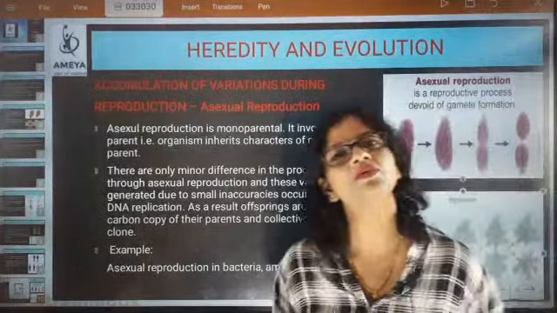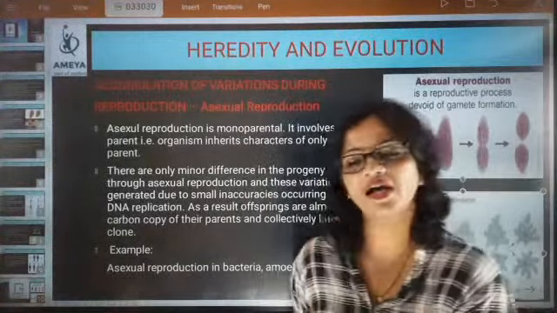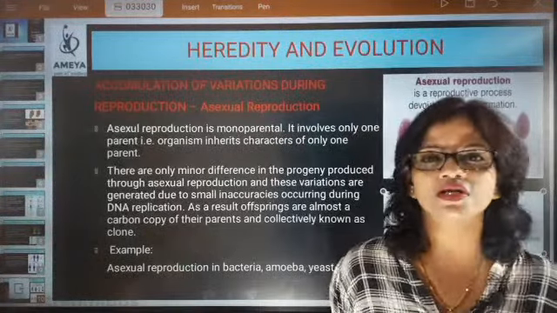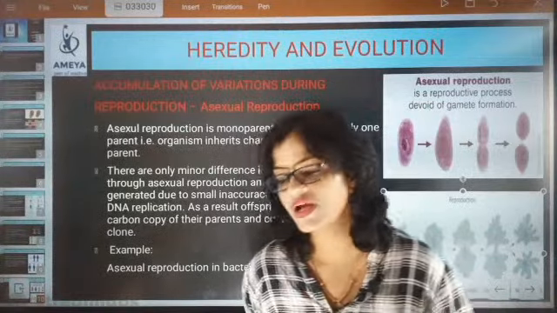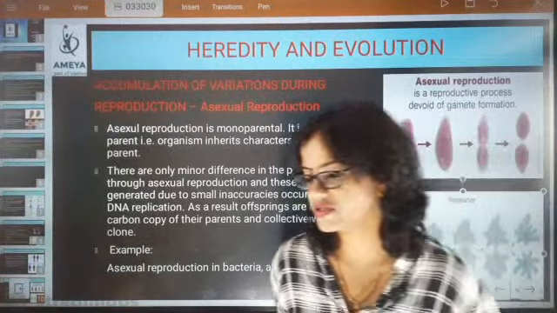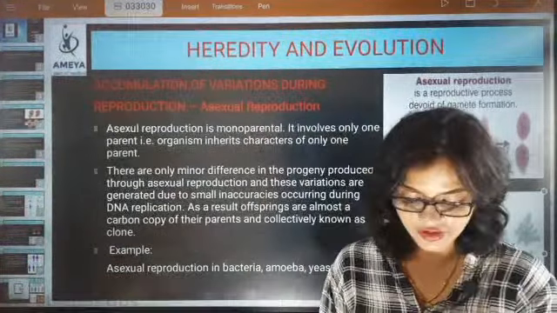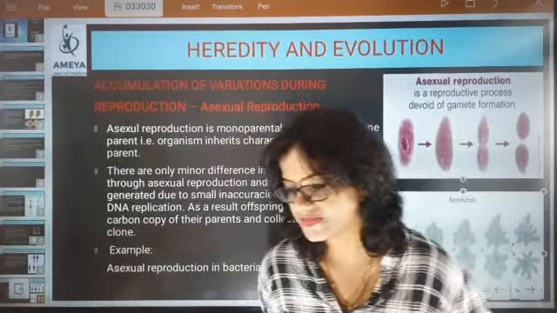So what is the reason behind this? I am just asking one question. What is the reason behind asexual reproduction having less variations? Why do asexual reproductions have less variations and sexual reproductions have more variations?